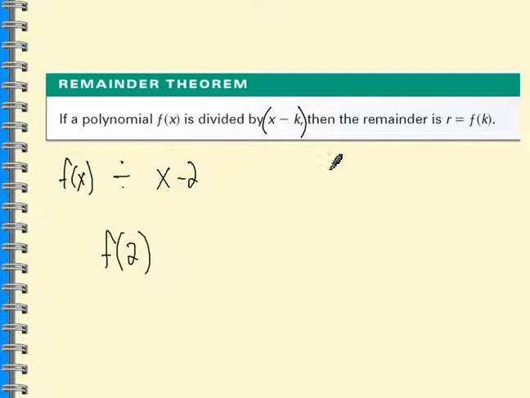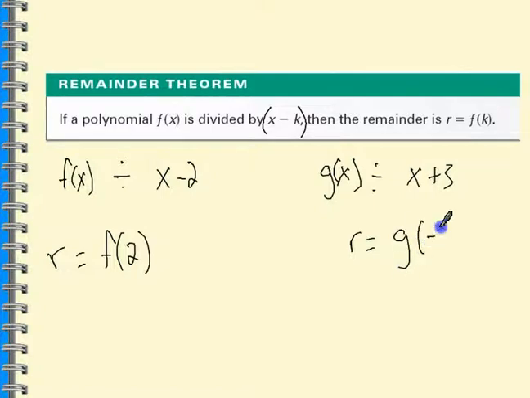And likewise, if we took g of x and divided by x plus 3, well, the remainder, what's left over, let's make sure we have r equals, our remainder, is simply going to be g of negative 3. Now, why is that negative? Well, because the remainder theorem tells us it's x minus k. So if we're dividing by x plus 3, g of negative 3 gives us our remainder.